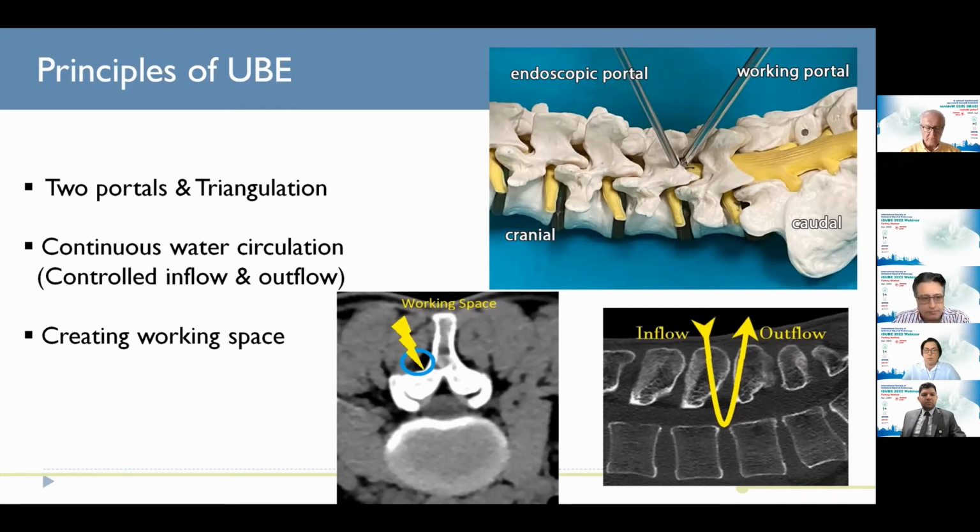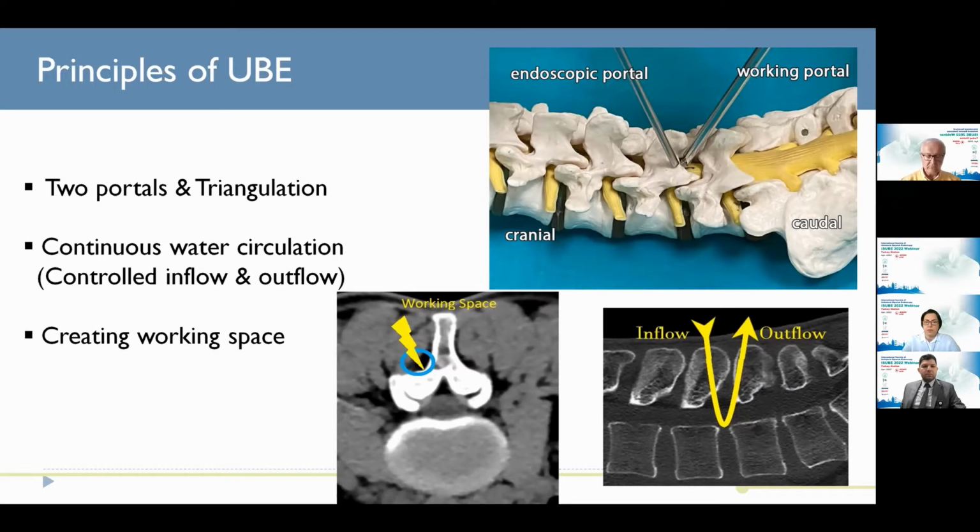We know that in the spine there is no natural cavity as in other joints. So we need to create a working space above the lamina and under the multifidus muscle.